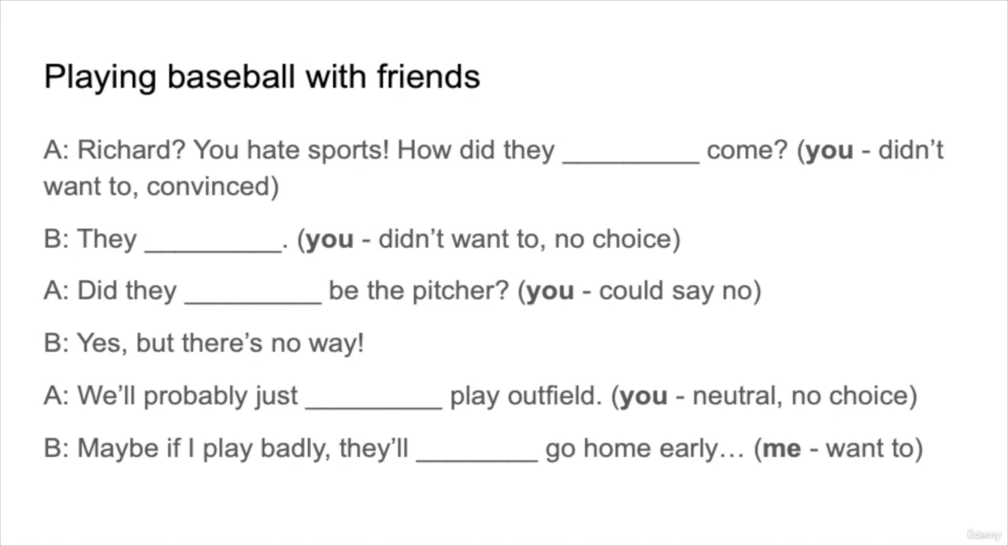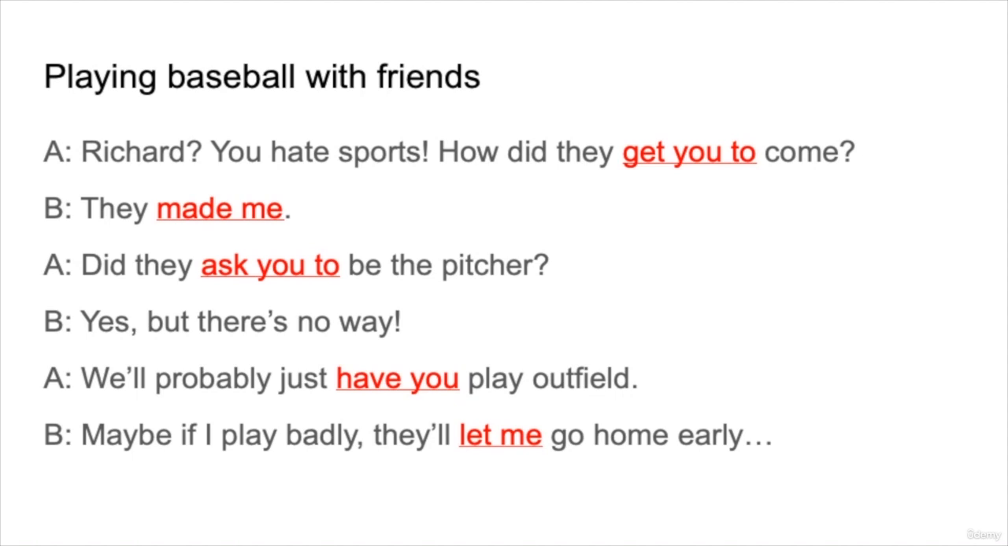So let's fill those in. Take a moment. Okay, let's see how we did. So the first one: Richard, you hate sports. How did they get you to come? Now remember, this was something that Richard did not want to do, but he was convinced by his friends. So this is "get you to." They made me. In this case, he really didn't want to, but he had no choice. His friends gave him no choice. They made him come to the baseball game.